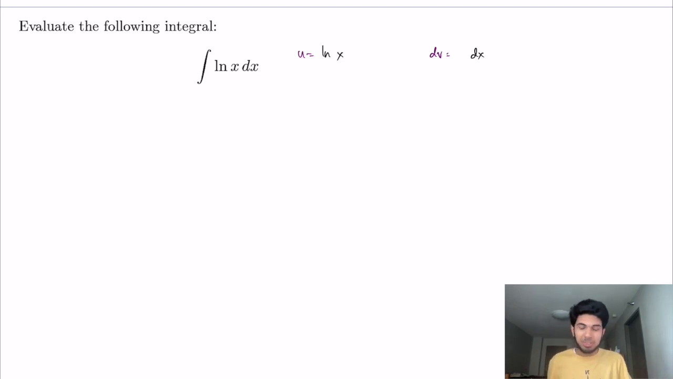Now let's just proceed as normal. We're going to find du, we're going to find v. So let's take the derivative of both sides.